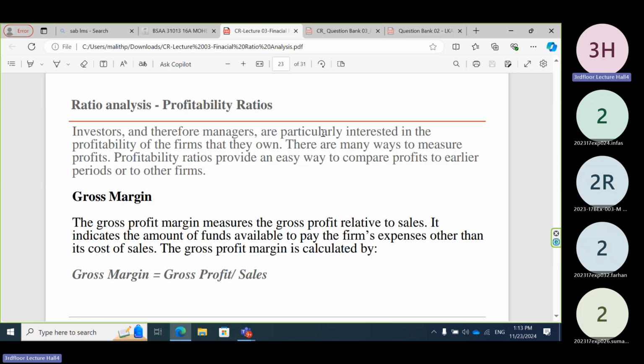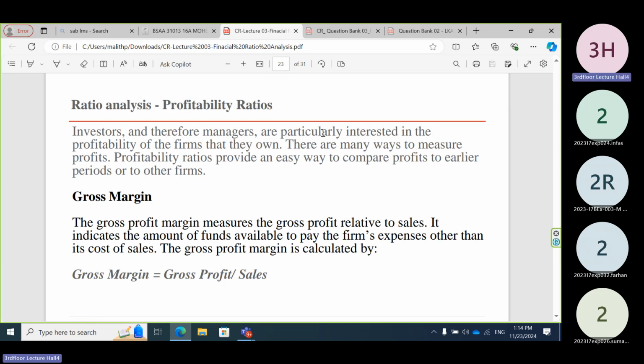Other expenses. What is EBIT? Operational profit. Earnings before interest and tax. EBIT is the operational profit, gross profit versus operational. Once you are calculating operational profit from the gross profit, you need to deduct whatever the admin-related expenses. Then only you are getting EBIT.